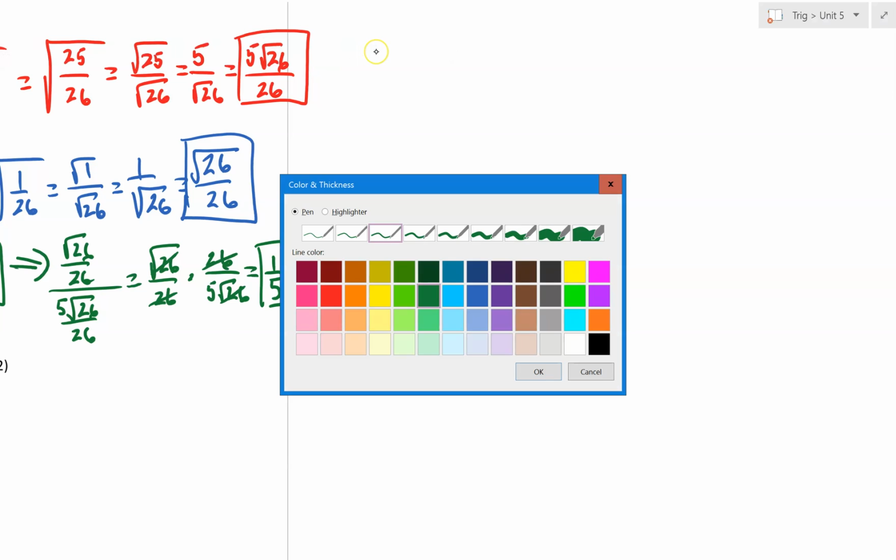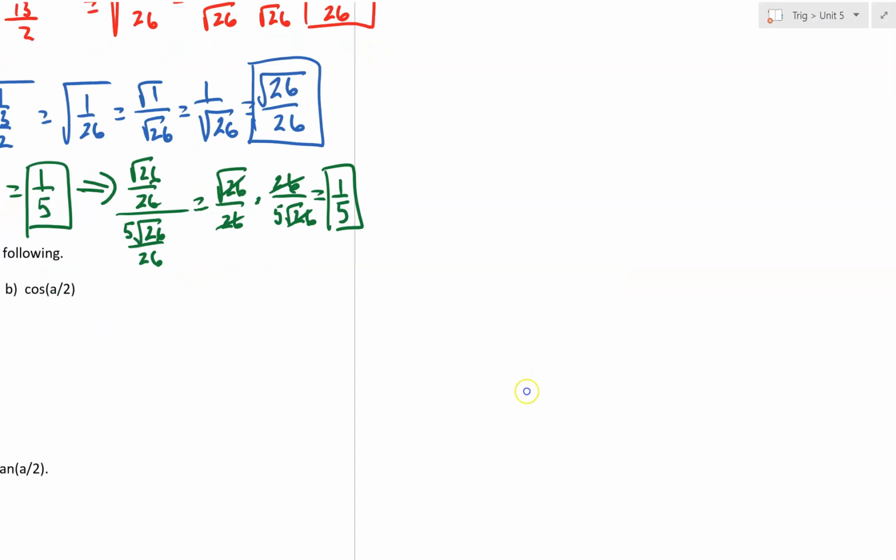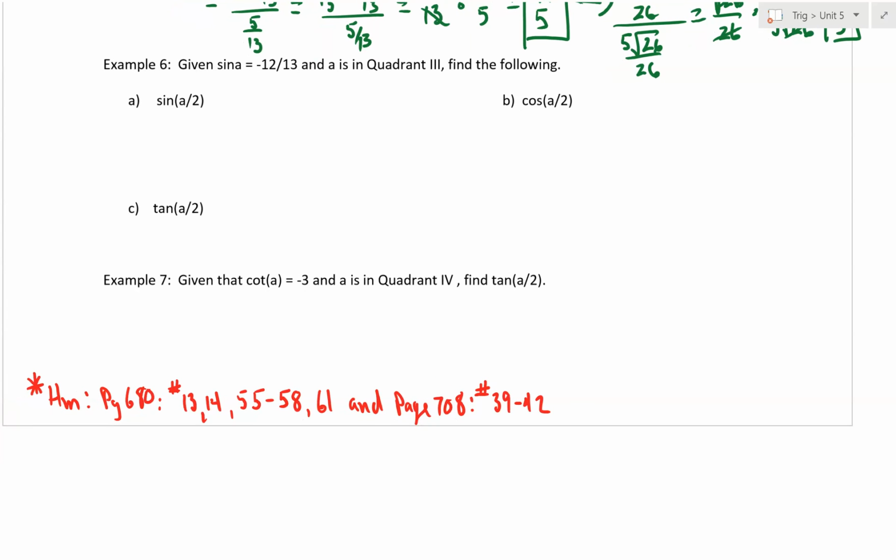Let me get a different color. All right, the next part of this is just saying they want you to find all of the following. So they're saying sine of A is equal to negative 12 over 13, and A is in the third quadrant. They want you to find the following: sine, cosine, tangent of A over 2. Well, first of all, if we're in the third quadrant, then this answer is negative. Third quadrant, this answer is negative. This answer is positive. So I'm just making sure I know where I'm at and what I need to do for each one of these.